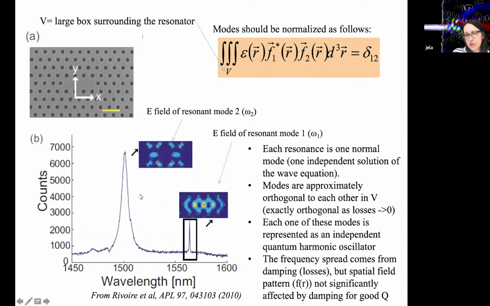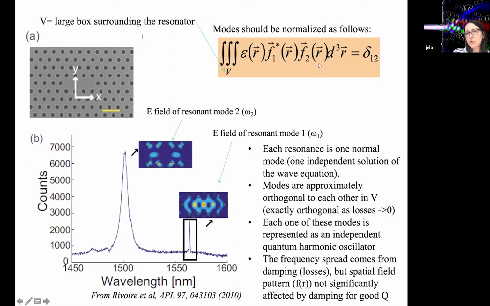They're quasi-normal. If you look at the overlap of their field patterns, they're pretty much normal. They're not exactly normal, because there are losses in the system, but for sufficiently high Q factor, you can assume that they're pretty much normal and orthogonal to each other.